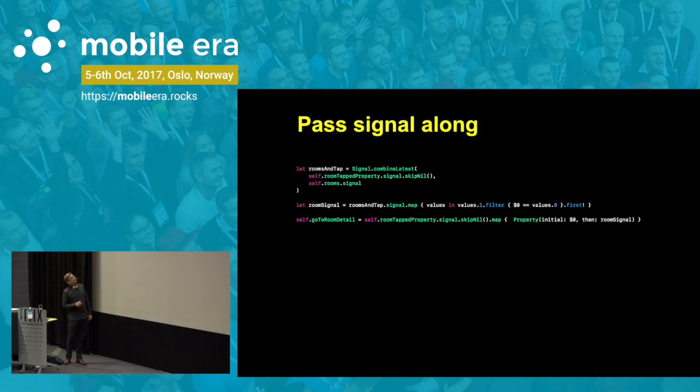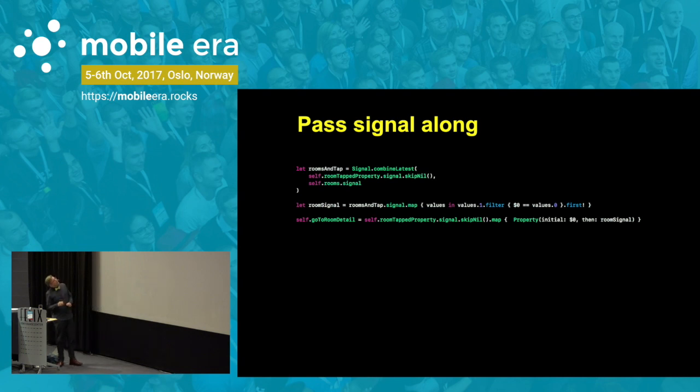So here's the code for actually going to the next view with a room you tapped. This is kind of hard to read for those who aren't too familiar with Reactive Cocoa, but we're basically setting up that once a room is tapped, we make rules for that. Once a room is tapped, you can send that room and a signal to the next view controller.